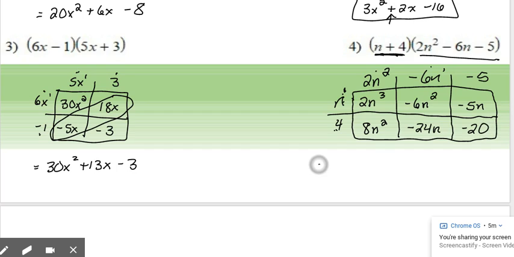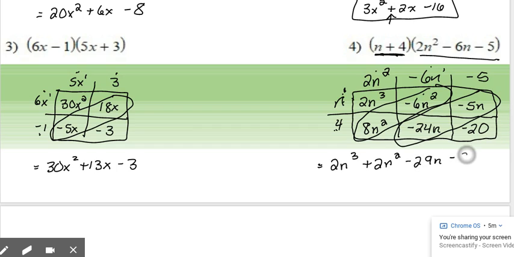Add up my like terms. So we have 2n to the third. Let's add our n squareds together. 8n squared plus negative 6n squared is positive 2n squared. Add my n's together. Negative 24n plus negative 5n is negative 29n minus 20.